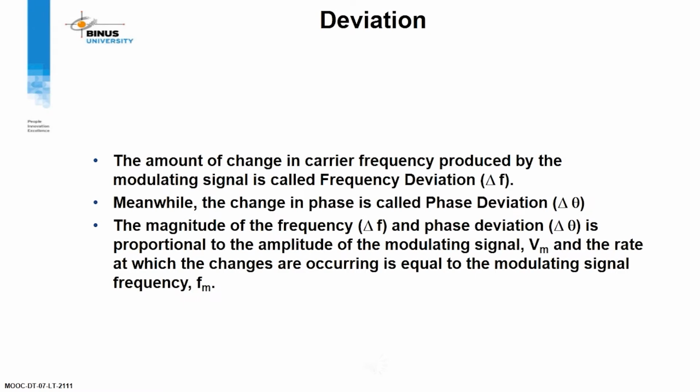Deviation. The amount of change in carrier frequency produced by the modulating signal is called frequency deviation, delta F. Meanwhile, the change in phase is called phase deviation, delta theta. The magnitude of the frequency and phase deviation is proportional to the amplitude of the modulating signal and the rate at which the changes are occurring is equal to the modulating signal frequency.